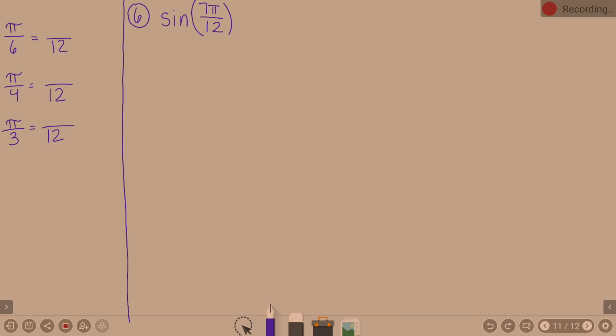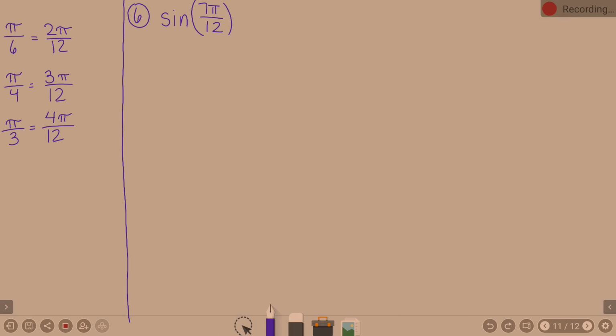What do you know about pi over 6? It's going to be 2 twelfths, so 2 pi over 12, right? 6 times 2 is 12, so pi times 2 is 2 pi. What about pi over 4? 4 times 3 is 12, so 3 times pi is 3 pi. And what about pi over 3? 4 pi over 12, right? 3 times 4 is 12. Pi times 4 is 4 pi.